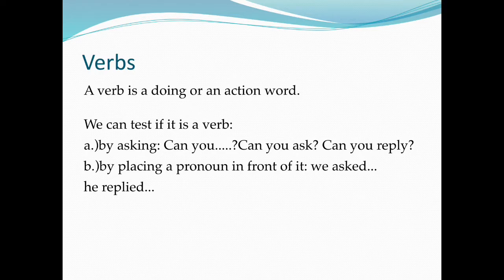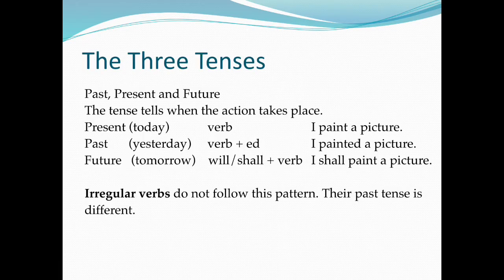We can test if it is a verb by asking, can you ask, can you reply? By placing a pronoun in front of it, we asked, he replied. The three tenses: past, present, and future. The tense tells when the action takes place.